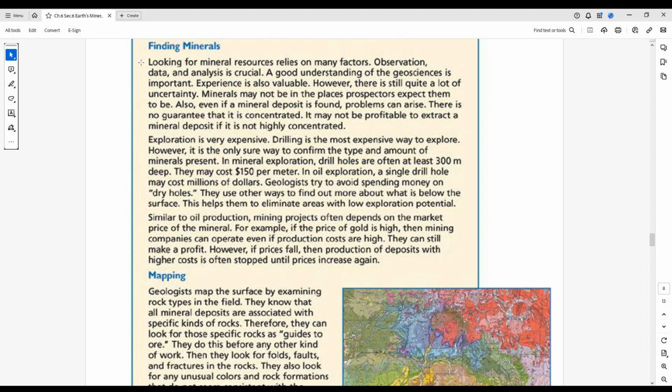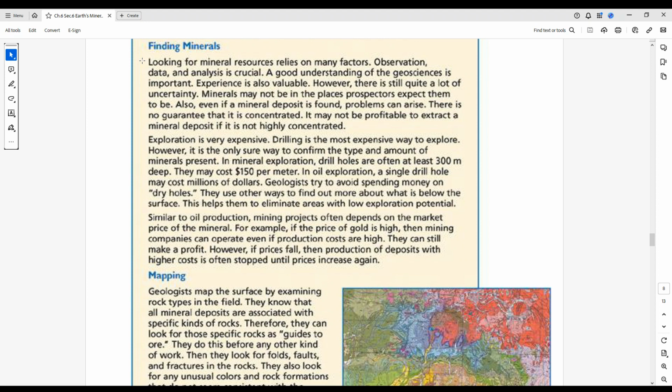Finding minerals. Looking for mineral resources relies on many factors. Observation, data, and analysis is crucial. A good understanding of the geosciences is important. Experience is also valuable. However, there is still quite a lot of uncertainty.